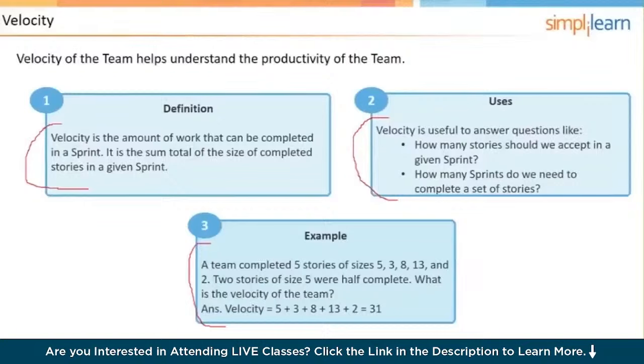31 is the sum of the completed user stories. If you said 36, you were claiming half of the 2 that were 5. So that would be a total of 10. So you claim half of it, which would be 5, would take you to 36.